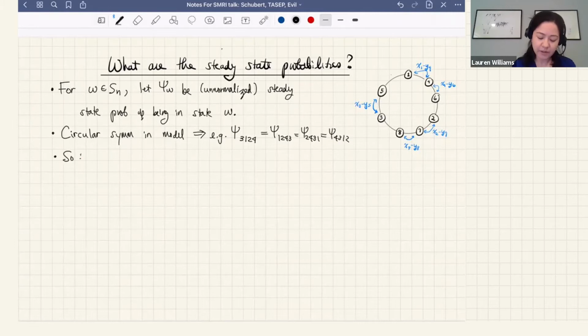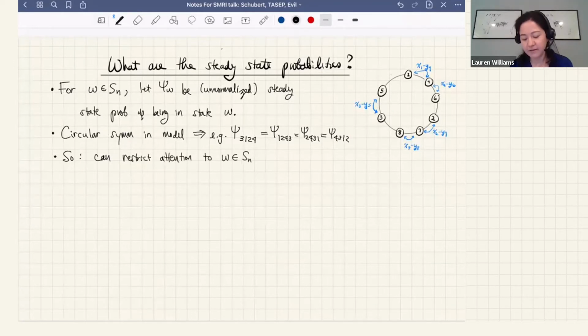So we can restrict our attention to states or permutations where the first letter is 1.